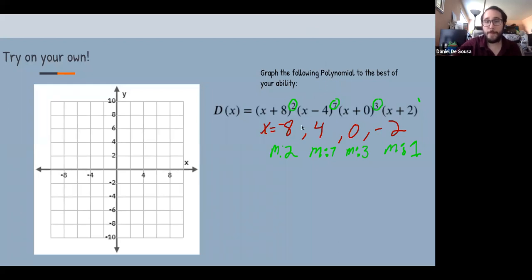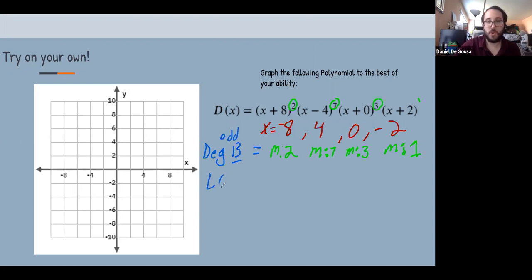We also know, based on the multiplicity, the degree of the polynomial. We learned the rule that when you add up the multiplicities, it equals the degree. So 7, 8, 9, 10, 11, 12, 13, the degree is 13, which means that it's odd.